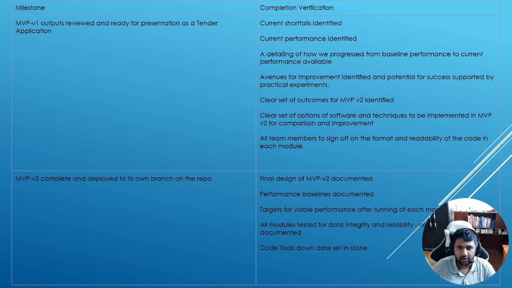Third milestone should document what the current performance is for each module, any main problems that have occurred, and how we can improve it alongside any documentation for the improvement. By then, we should also have a set of options of techniques to be then used for MVP V2. Fourth milestone will have the final design of MVP V2 documented and have the performance tested for each of the software techniques selected from MVP V1.